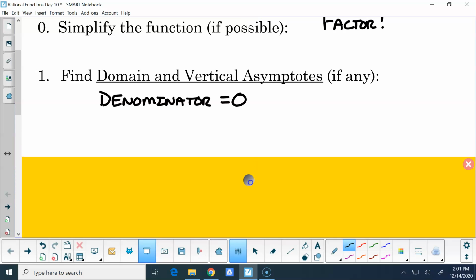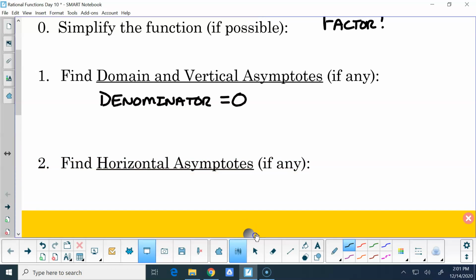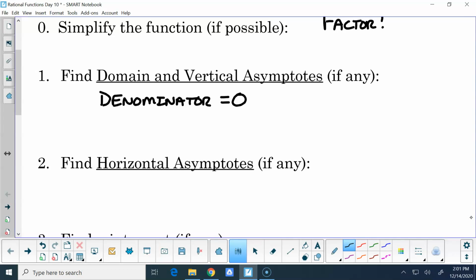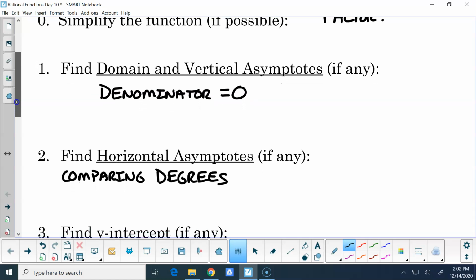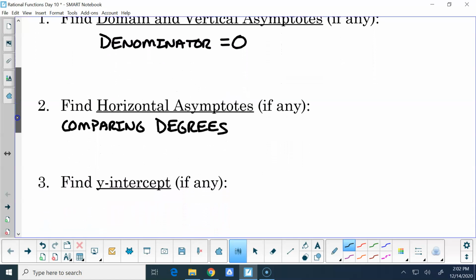Step number 2 says we're going to find any horizontal asymptotes. Okay? And we're going to do that by comparing the degrees: big over small, small over big, or the same. There are rules for those.